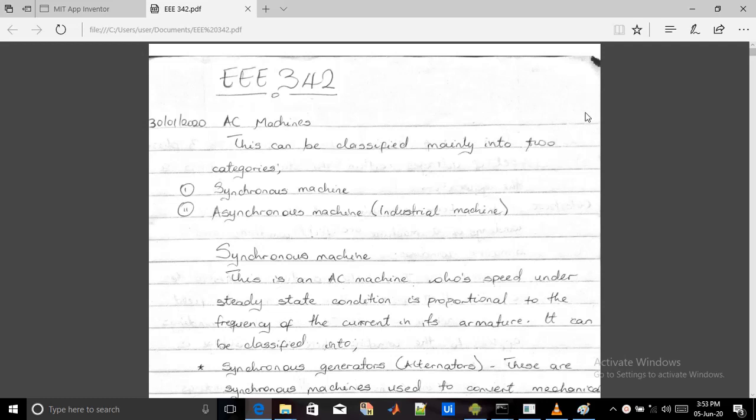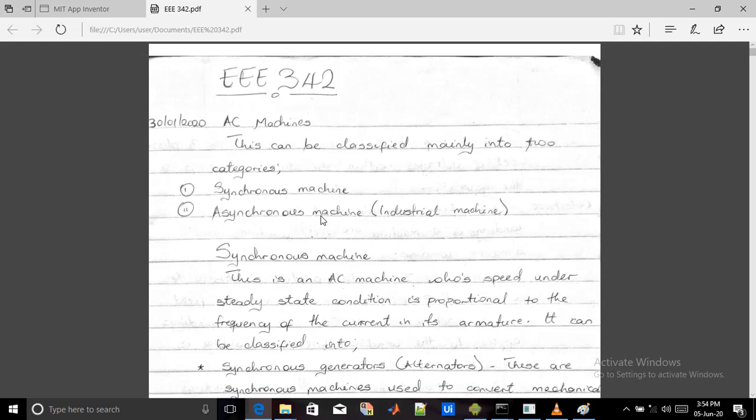Amen. Okay, so now I'm going to be taking electrical machines. We'll quickly run through the course. So now we are dealing with AC machines. For electrical students, we are already done with these machines. You know the difference between AC and DC. AC alternates between positive and negative, while DC is just positive all through, that is a straight line. So now AC machines can be classified mainly into two categories: synchronous and asynchronous.